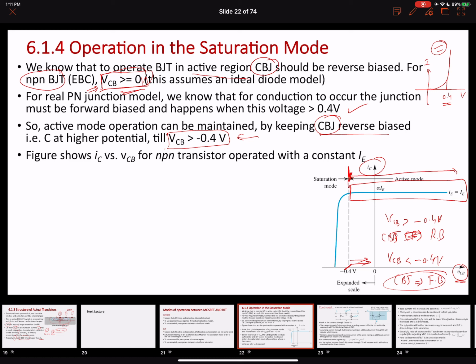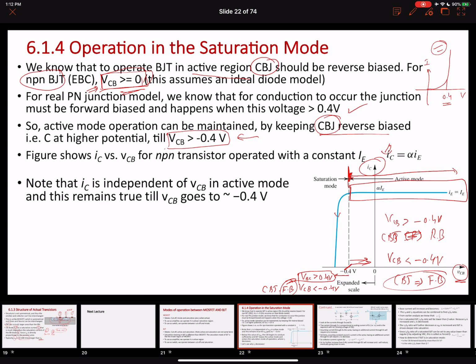And what will happen after that? As our voltage reduces more, as our VCB becomes less than minus 0.4 volts, this means that our VBC becomes greater than 0.4 volts. So our collector to base junction becomes forward biased, and it will enter the saturation mode. We will see that when it enters the saturation mode, our current will decrease sharply, exponentially. And we will see why this current will decrease, okay?